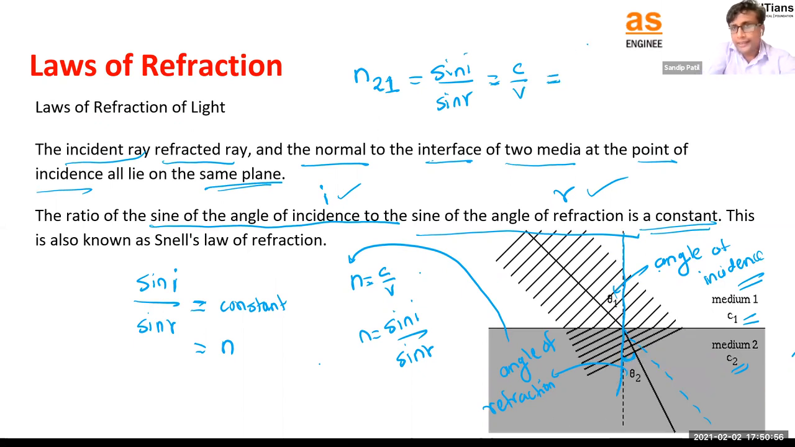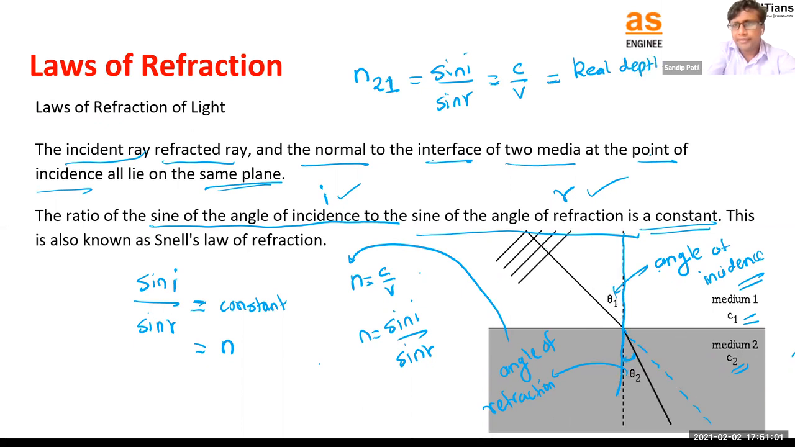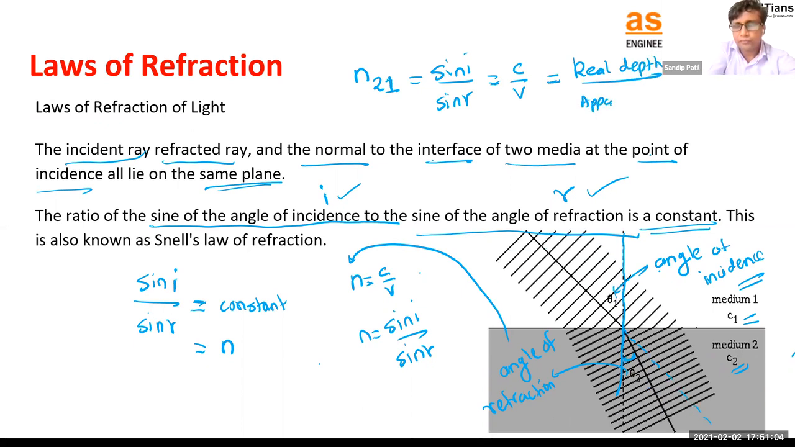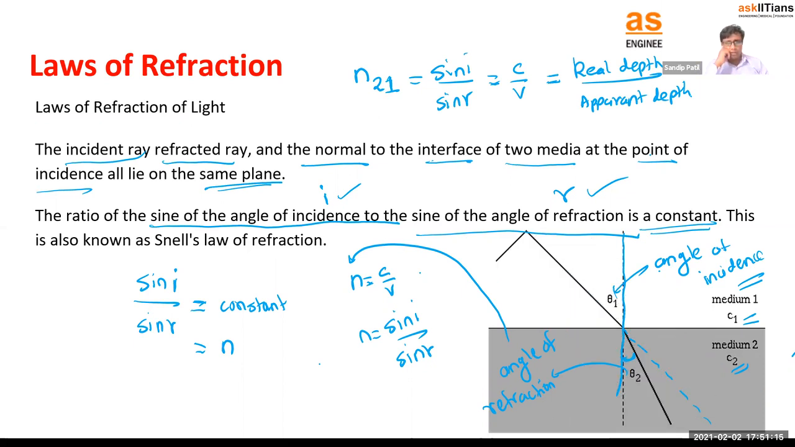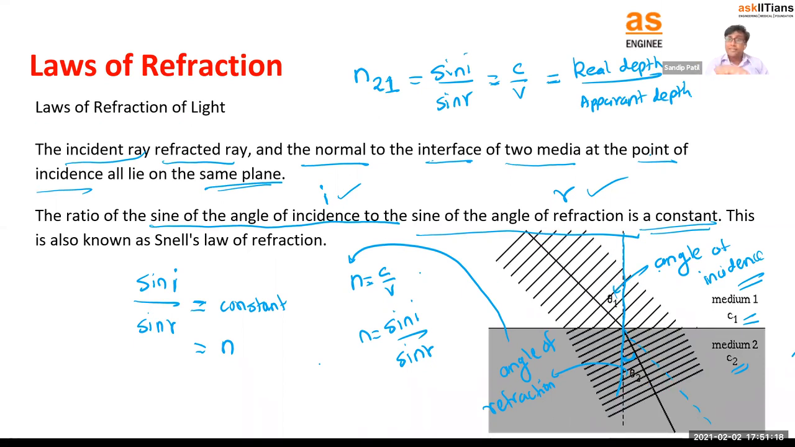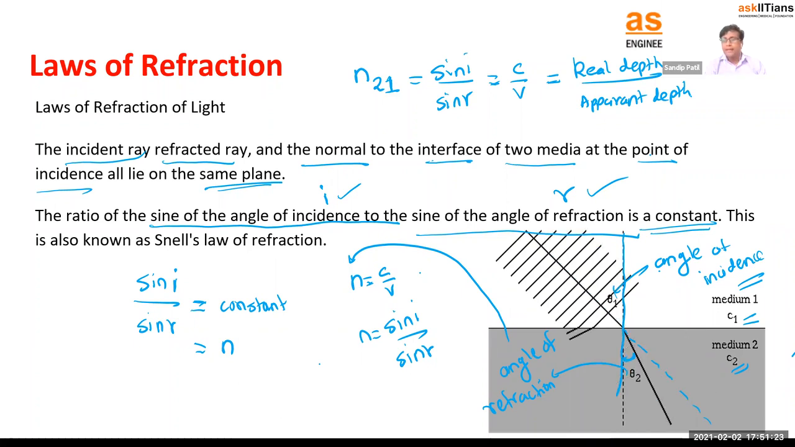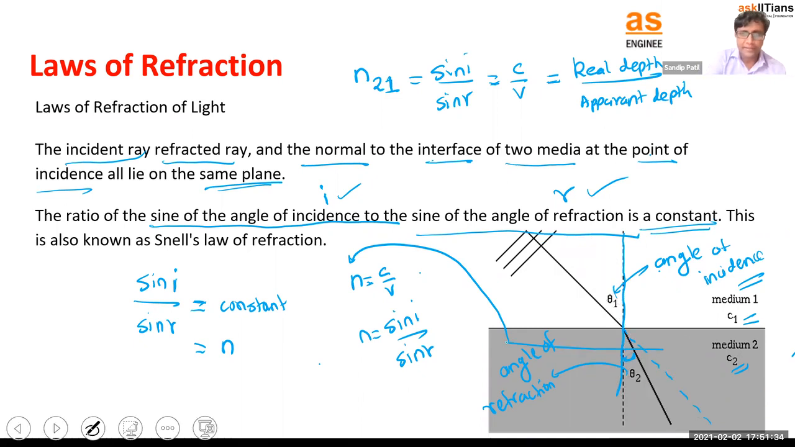I can also attach one more formula here, that is real depth to apparent depth. So what is real depth and what is apparent depth? We have seen this in the initial stage of the session: if a coin falls into your water tank, wherever you feel the coin is, that will be your apparent depth, and where the coin actually is, that is called your real depth. So this is about refraction and the laws of refraction. Let's move ahead.